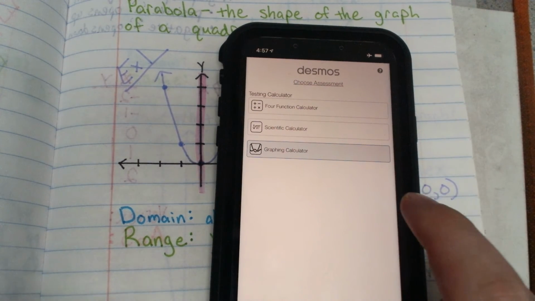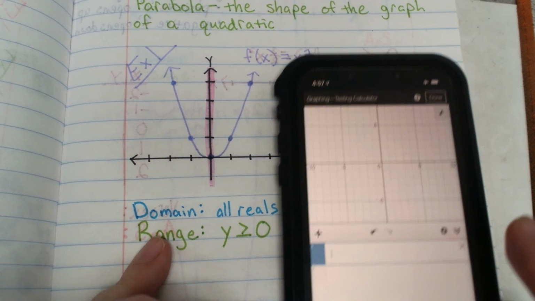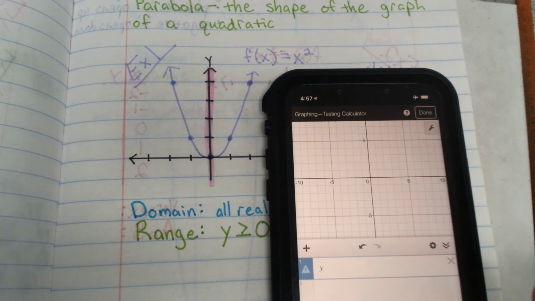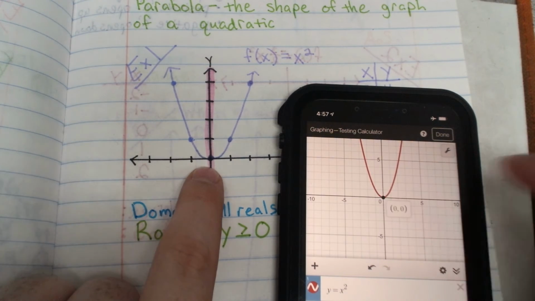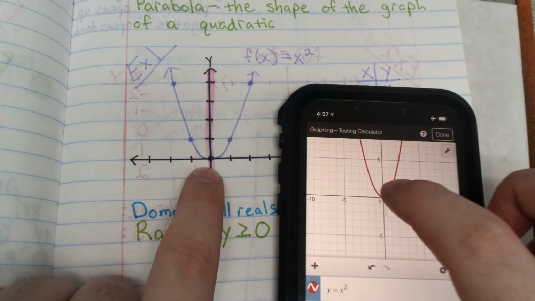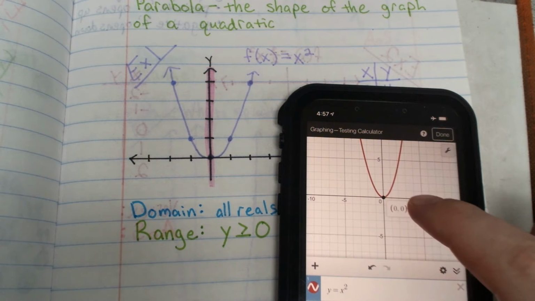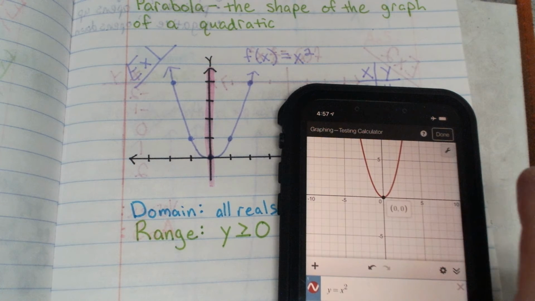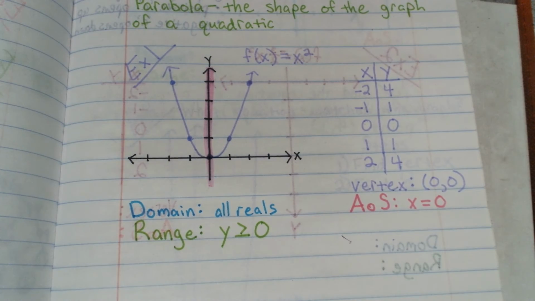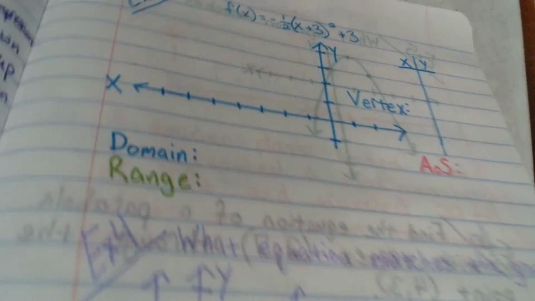If we do a graphing calculator and we want to graph y equals x squared, it does look pretty similar to what we have here. We have a vertex at 0, 0. Can't quite see it right there, but we go through 1, 1. We go through 2, 4. We go through -1, 1. We go through -2, 4. So we can graph that there. Then I'm just going to do one more example like this for today.